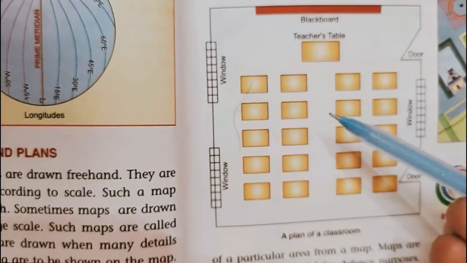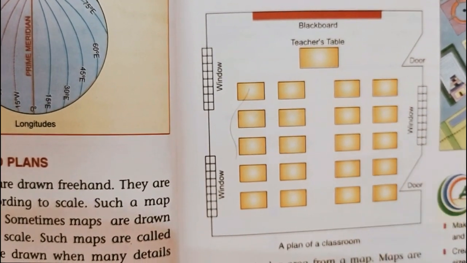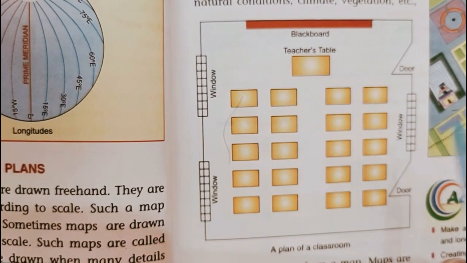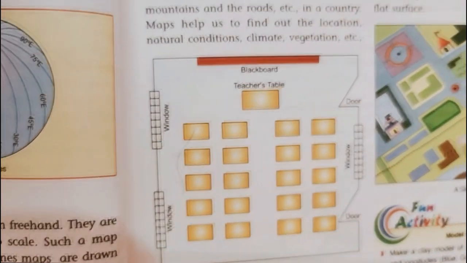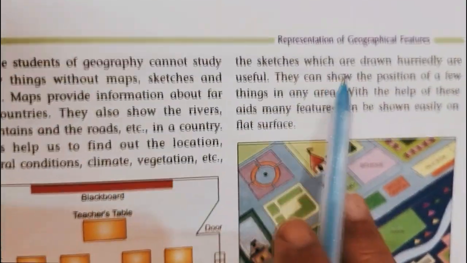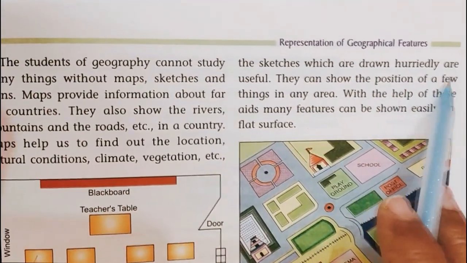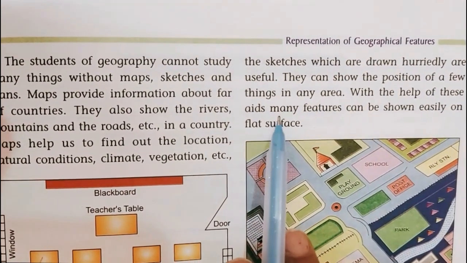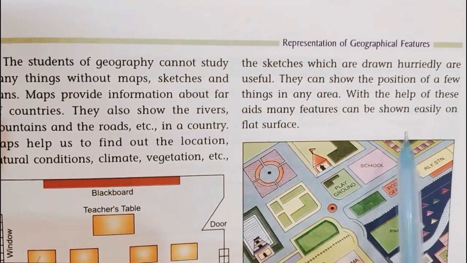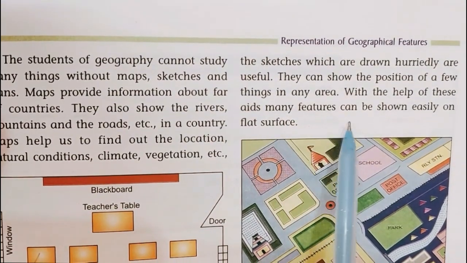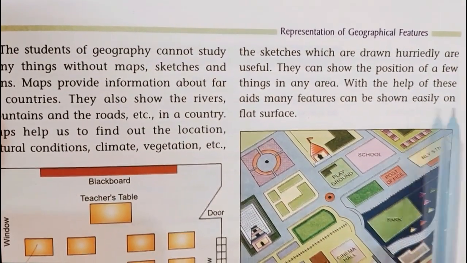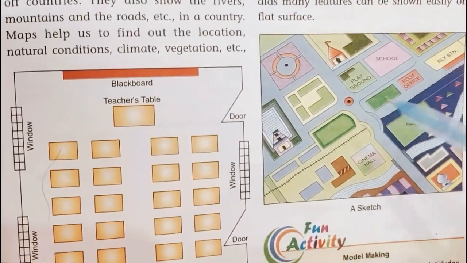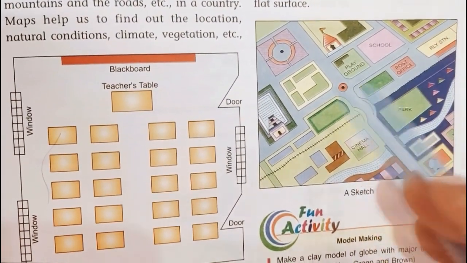Here is a picture of a plan of a classroom. You can see carefully from the book. The sketches which are drawn hurriedly are useful. They can show the position of a few things in any area. With the help of these, many features can be shown easily on a flat surface. You can see the diagram here, a sketch.